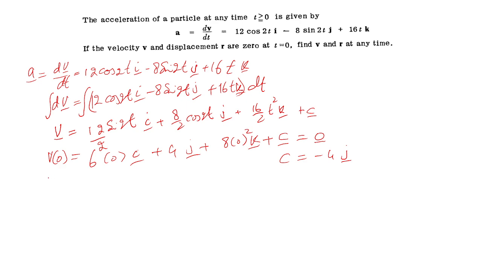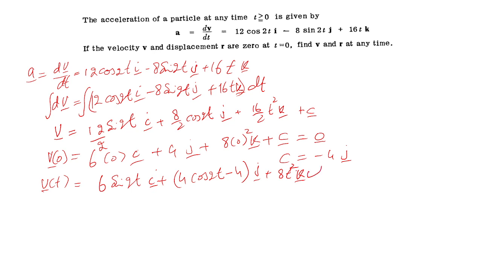So the velocity at any time t becomes, putting this c, velocity at any time t is equal to 6 sin 2t i and 4 cos 2t, and minus 4 j, and 8 t square k. So this is velocity at any time t. This is one answer.